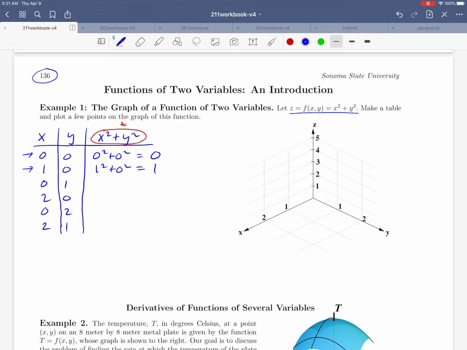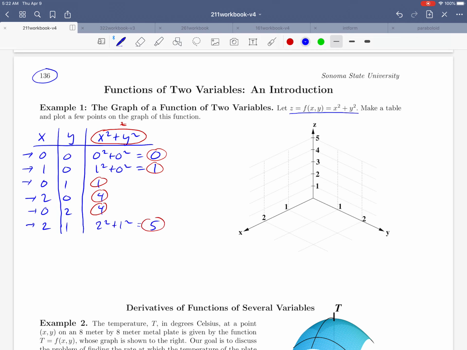Okay, you can probably do the rest of these. So 0 squared plus 1 squared is 1. 2 squared plus 0 squared is 4. 0 squared plus 2 squared is 4. And then finally, 2 squared plus 1 squared would give us 5 as an output. Okay, I'm going to go ahead and just circle all of those z values that we found.